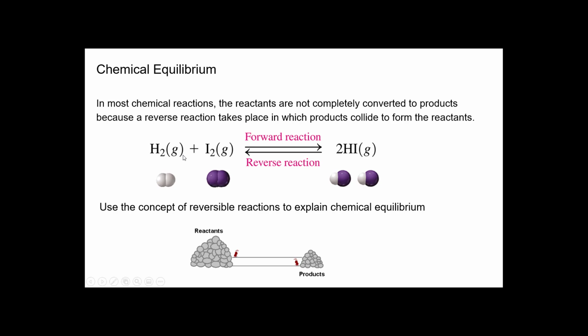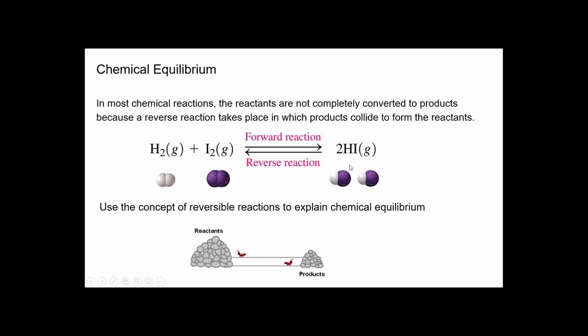We start out with reactants, and as we have reactants, they will start colliding with each other to produce a product. So what will happen is that we'll start out with a lot of reactants, but as they start being produced into products, the amount of reactants goes down. However, the amount of product goes up. Now what happens on this side is that the molecules on this side will start colliding with each other, and they will start pushing back into producing the reactants.